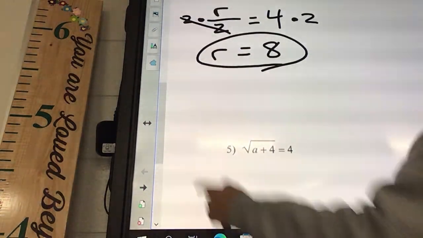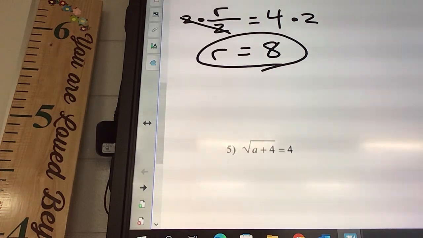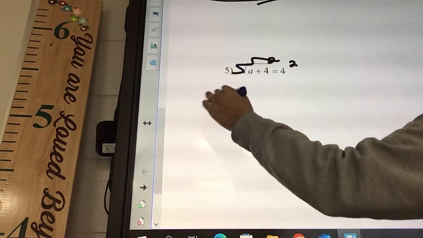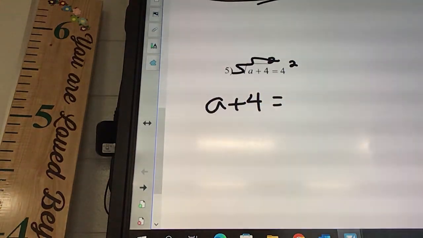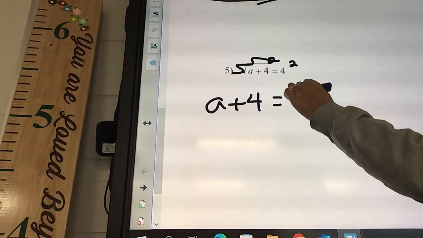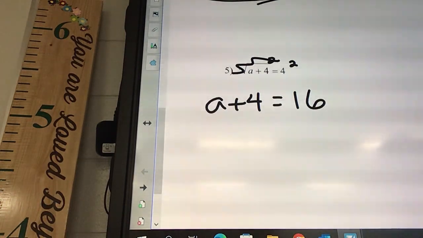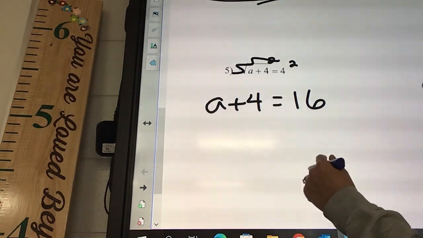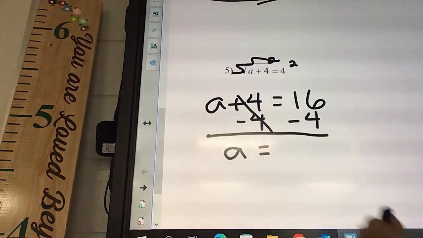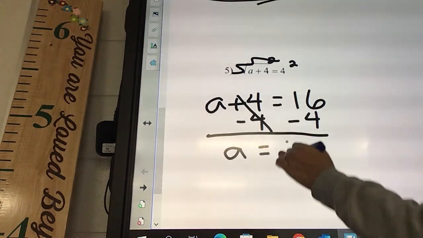Okay, look at 5. What's gonna be our first step to do? Yeah, we need to square both sides, okay? So squared and squared. Okay, so on this side, you're gonna be left with a plus 4 equals what? 16. How did you get 16? 4 squared, so if you type it on a calculator, oh, it's 4 times 4. Okay, so then we're gonna say, then what? Minus 4. And then what is 16 minus 4? 12.